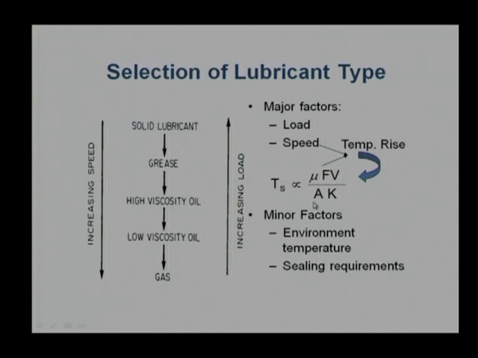The two factors in addition to this mu, F and V is the area. The larger the area, the lower the operating temperature, because there will be more dissipation area available, and heat will be dissipated easily. In addition to that, the last parameter is K, that is conductivity. If the mating surfaces have good thermal conductivity, then the operating temperature will be low. In short, if the operating temperature is low, then we can choose a low viscosity oil or the gas. If high temperature, which is going to reduce the viscosity of oil, in that situation we choose a high viscosity oil.